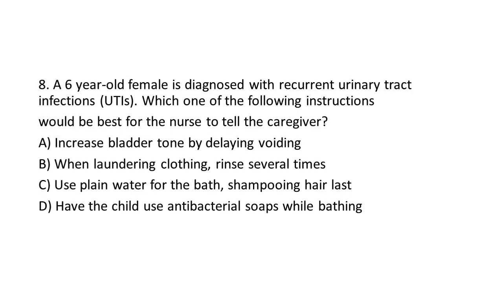oxygenation. 8. A 6-year-old female is diagnosed with recurrent urinary tract infections, UTIs. Which one of the following instructions would be best for the nurse to tell the caregiver? A. Increase bladder tone by delaying voiding. B. When laundering clothing, rinse several times. C. Use plain water for the bath, shampooing hair last. D. Have the child use antibacterial soaps while bathing.